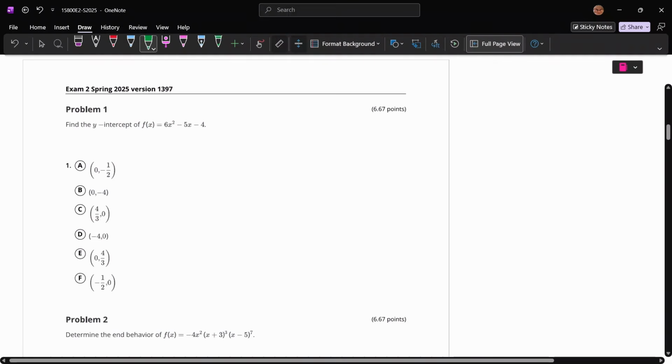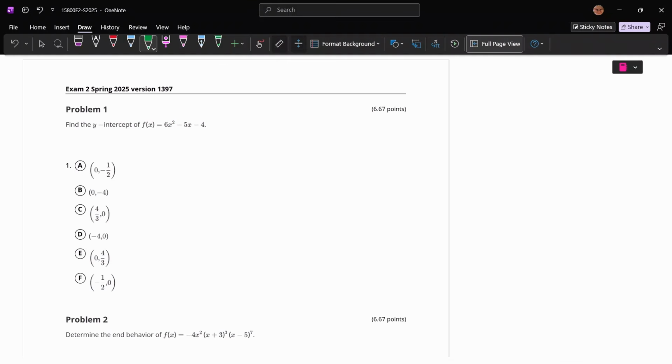Okay, so in this question we have a function and it's asking us to find the y-intercept of that function. Before I go about solving this question, I want to revisit what a y-intercept actually is. So first, I'm going to draw out a plane.